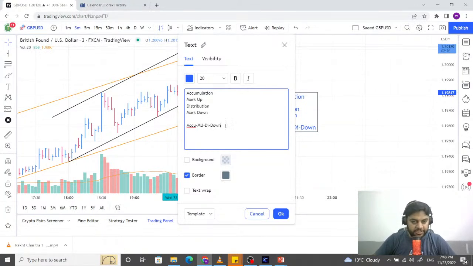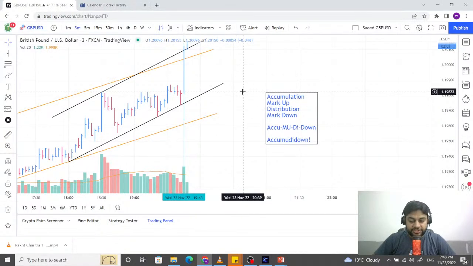So how do you remember this? Just remember it like this. This is accumu-D-down, accumu-D-down. That's the word, one word. So you can just remember like this, accumu-D-down. So this is how you remember. There are 4 stages of the market.